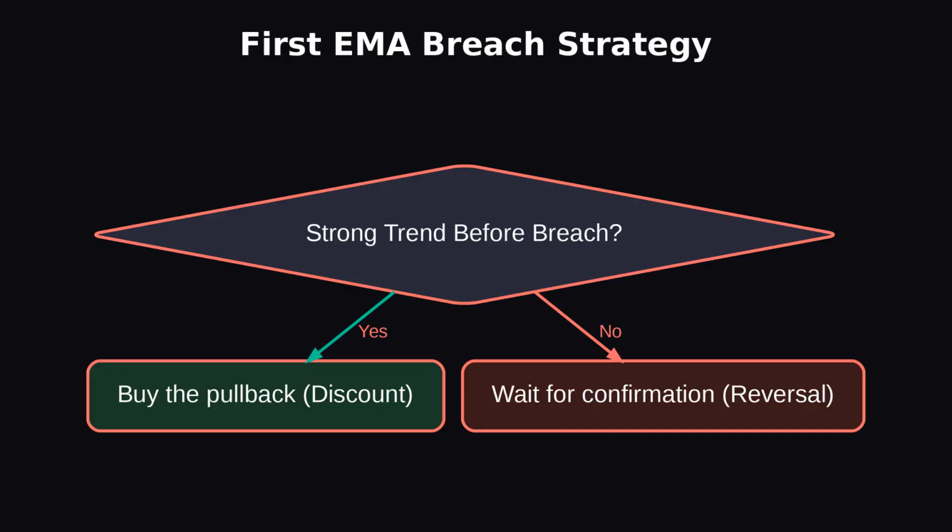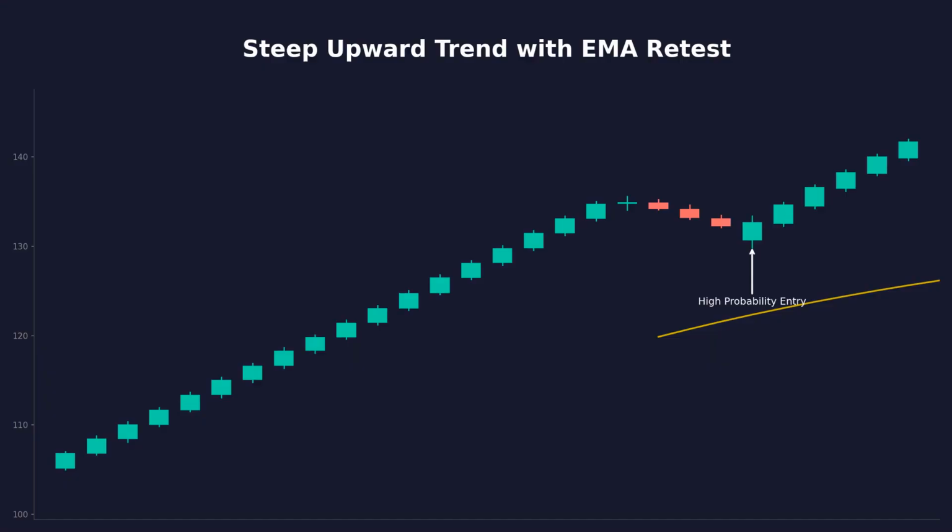Why buy when the price drops below the average? Because in a strong trend, the first deep pullback is usually seen as a discount by institutions. They bet that the trend will resume to test the previous high. Let's look at the logic of the first touch. If a trend has gone 20 or more bars without touching the EMA, the first pullback to the line is a high probability entry. The market is urgent, and traders have been waiting to enter.